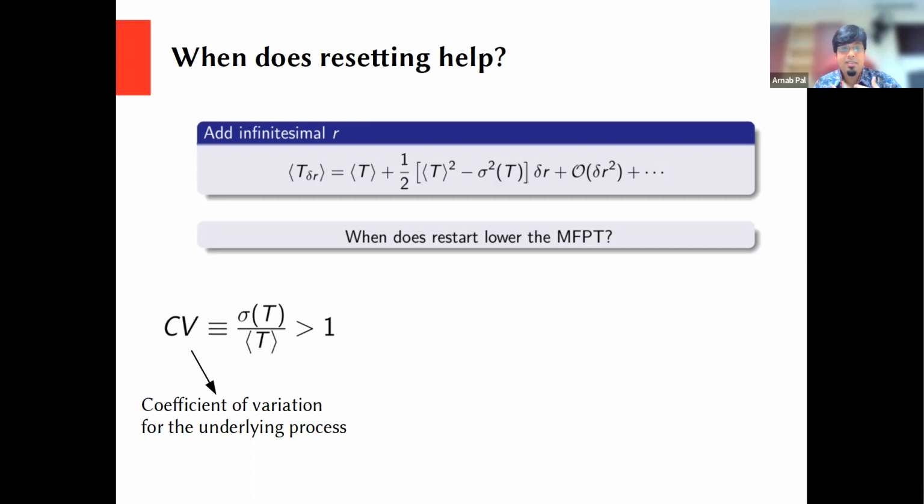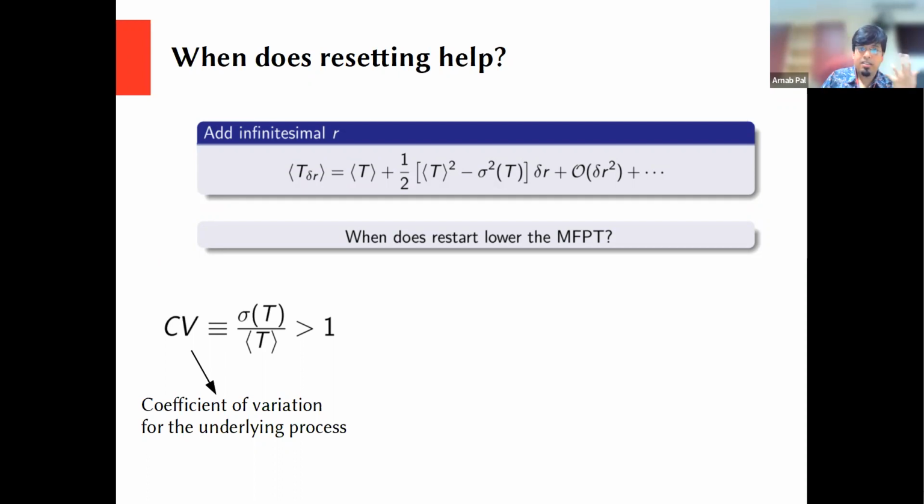Okay, and when you calculate this, I have not assumed any particular structure of the underlying process or anything like that. So this criterion should hold for an arbitrary stochastic process. Okay, except for the cases where the mean is diverging, for example, diffusion, because those cases are actually pathological. And we know that if you have a diffusion kind of process, adding any kind of restart rate will always help the process, okay?